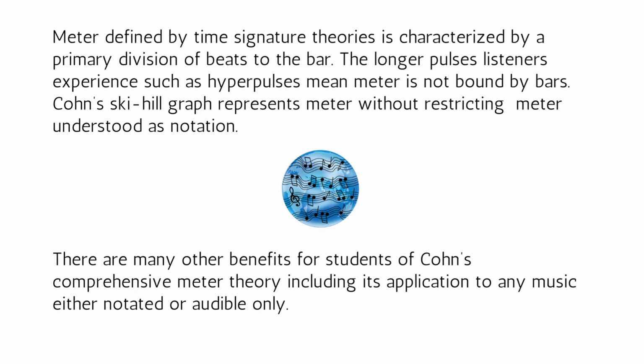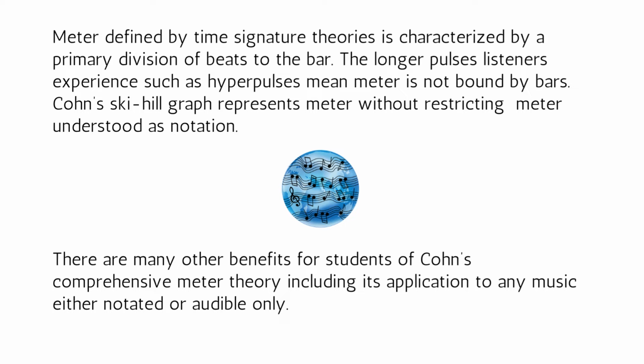Meter defined by time signature theories is characterized by a primary division of beats to the bar. The longer pulses listeners experience, such as hyperpulses, mean meter is not bound by bars. Cohn's ski hill graph represents meter without restricting meter, understood as notation.